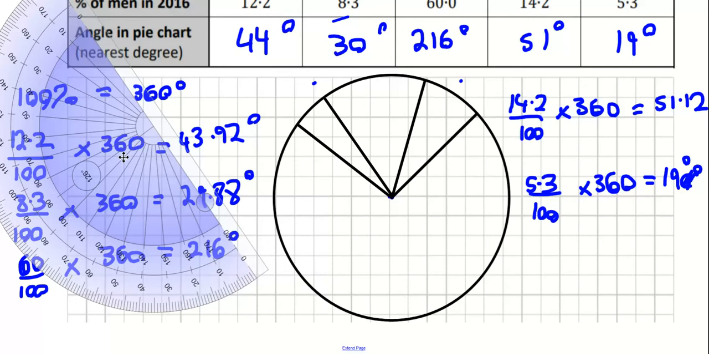Now, when you're doing a pie chart, it's probably important you label. You want to label your angles and what degrees it was. So we'll put this as par, and that'll be 216 degrees.